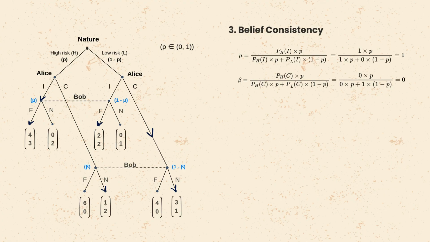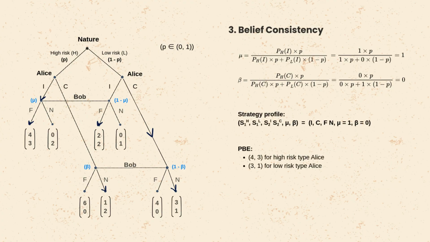Now we have the complete version of the strategy profile, and the perfect Bayesian equilibrium that satisfies this strategy profile is 4 and 3 when Alice is of high-risk type, and 3 and 1 if Alice is of low-risk type. So that's it for today.